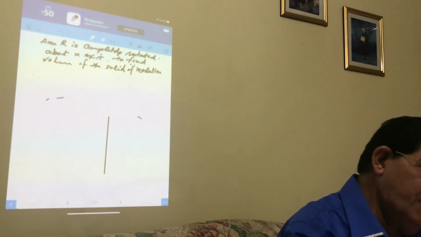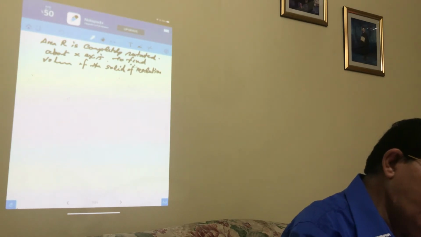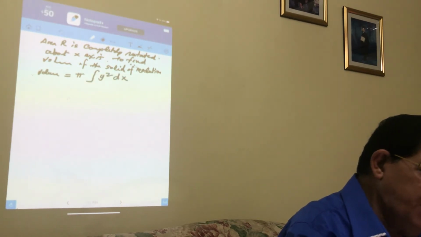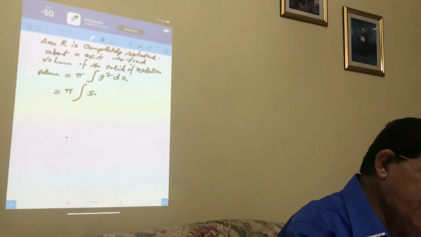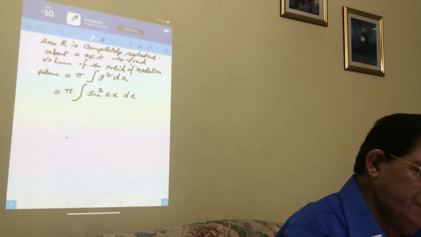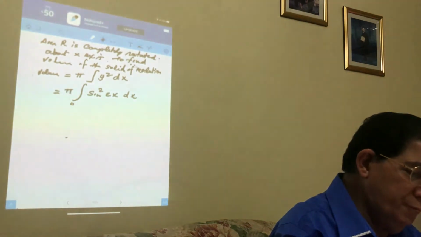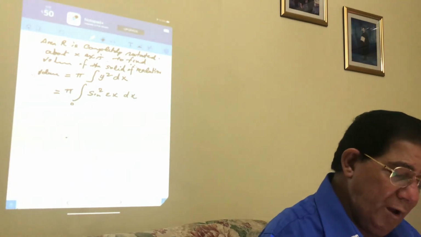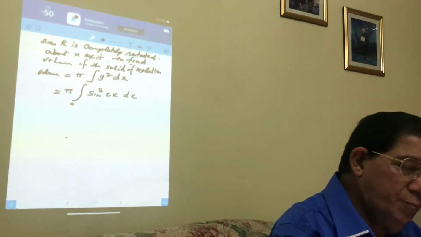Now, we are going to say the volume equals pi the integration of y squared dx, pi the integration of sine squared 2x dx, and the limits from 0 to pi over 2.